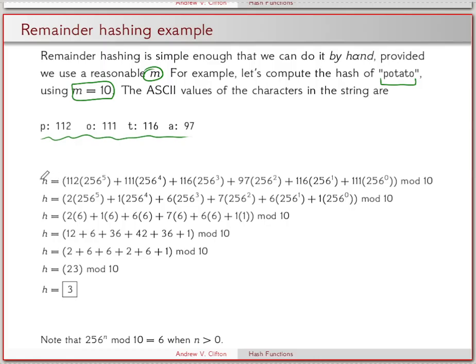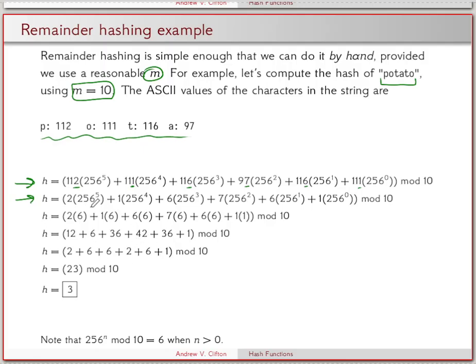So we start with the whole thing here, which is the whole expanded form out there like that. The first thing I'm going to do is the mod 10 on the ASCII values. So I'm just grabbing the ones digits of all of these and throwing away everything else. That gives me the next step here like that.